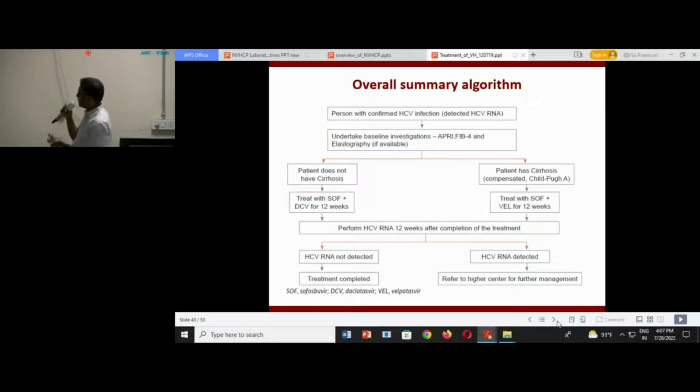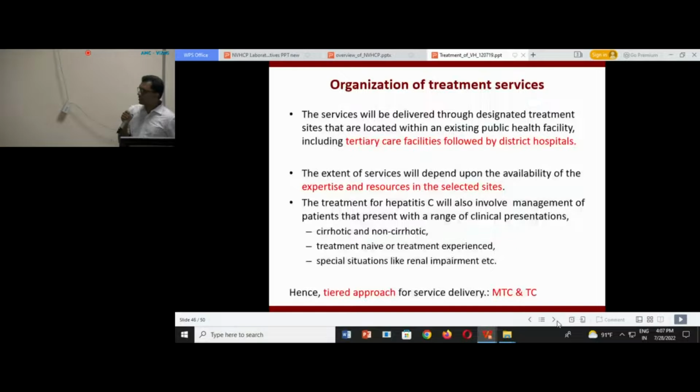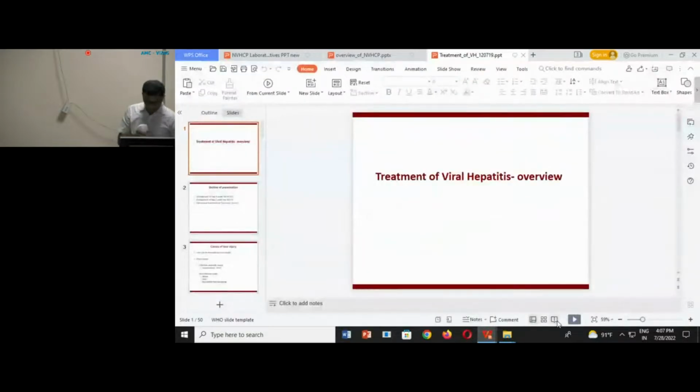Again, test for HCV-RNA. If it is still detected, then here it is written as higher center, but we treat them with ribavirin, or sometimes we need to treat with interferons. That depends on the response, whether partial response or no response. So this is the general algorithm for hepatitis C. Next, I will go to hepatitis B.